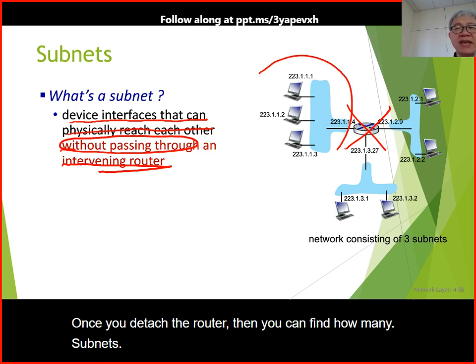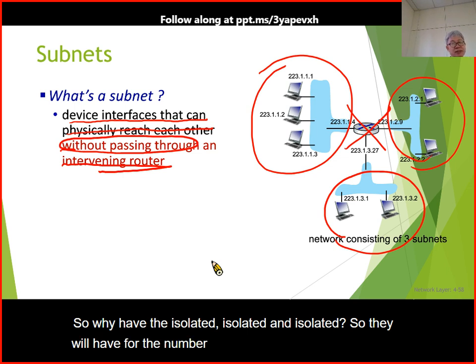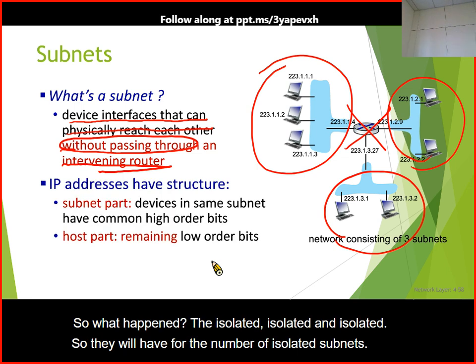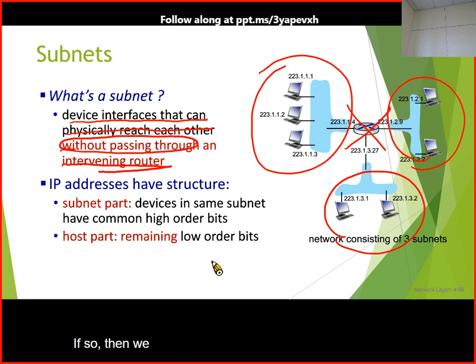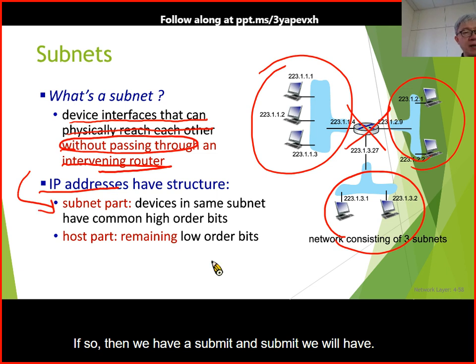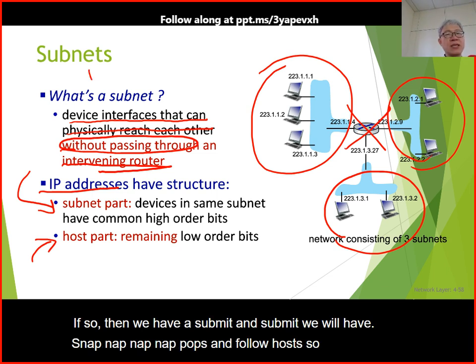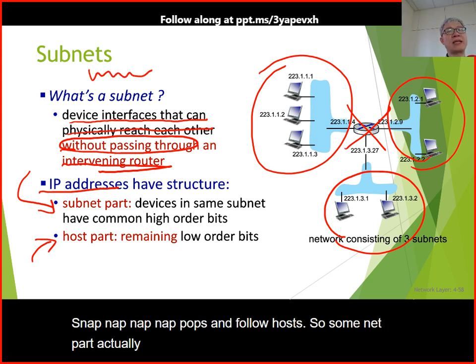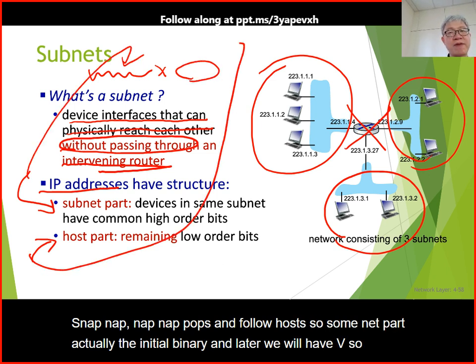the isolated networks. So you will have the number of isolated subnets. Well, so then we can find the number of subnets. Later we will let you know that way. If so, then we have a subnet. And for a subnet, the IP address has a subnet part and a host part. The subnet part is actually the initial binary bits. So subnet first, then we will have a host part.